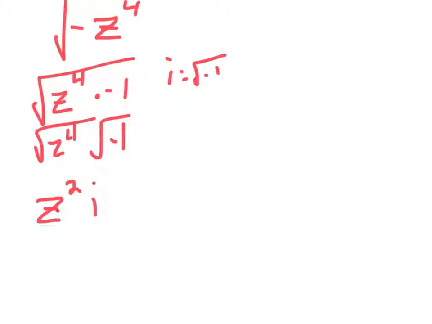The reason why I have z to the second here is because this is being raised to the 1/2 power. Z to the fourth to the 1/2. That's what a square root is. The square root is raising something to the 1/2 power. And when you have a power on top of a power, they multiply. 1/2 times 4 makes 2.